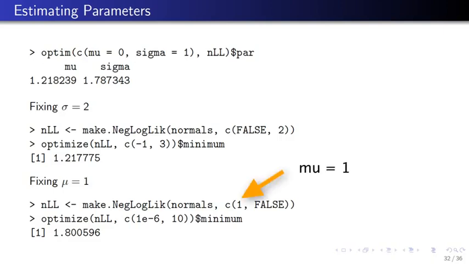I can also fix mu to be equal to 1 and try to optimize over sigma. And in order to do that, I had to construct another function for optimization and call optimize on that. Here I get my estimate of sigma to be about 1.8.